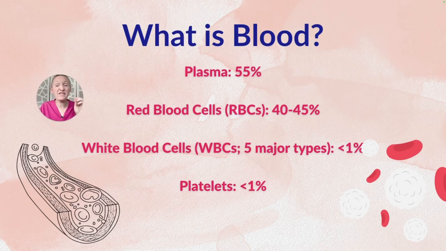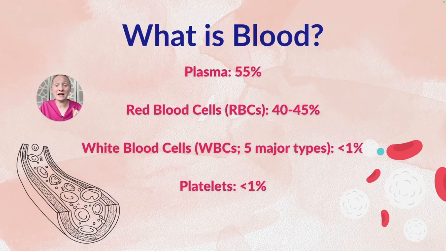Blood is 55% plasma. And I'm sure you've heard the term plasma, and this is why, because it makes up more than half of our blood. And then red blood cells make up 40 to 45% of our blood. Now, let's be honest, red blood cells is probably what you were thinking about when I asked you what is blood. It's what most people think about. And while it is a huge component, it's not even the biggest one, is it?